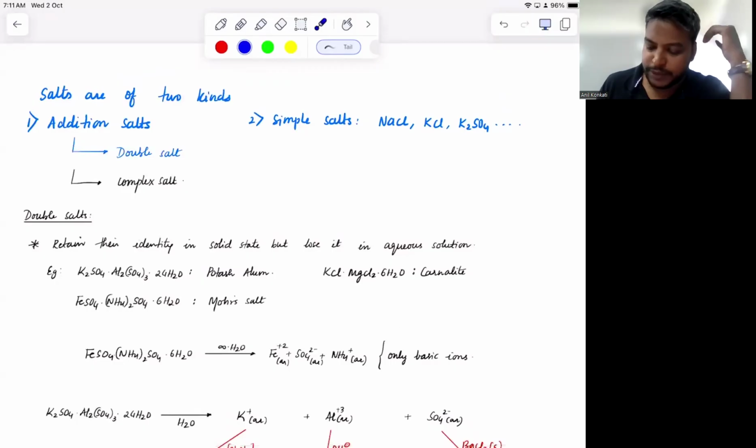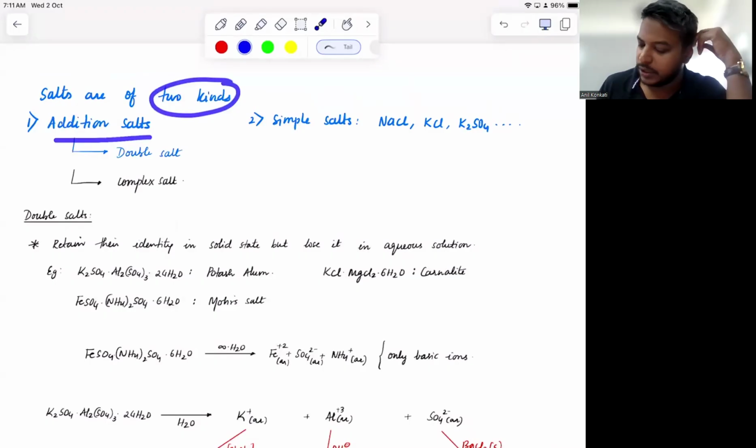In coordination compounds, we discuss two types of salts. One is addition salt, the other one is simple salt.